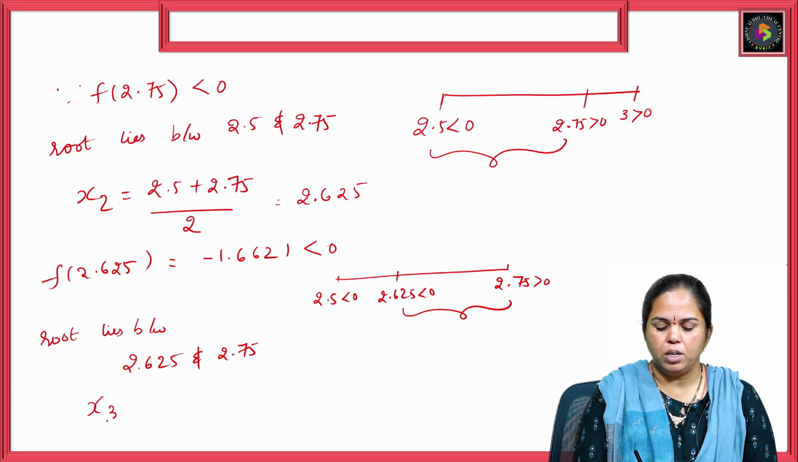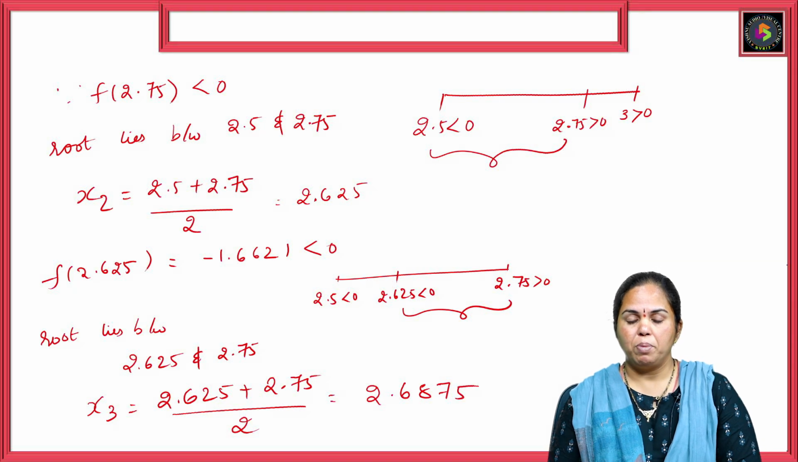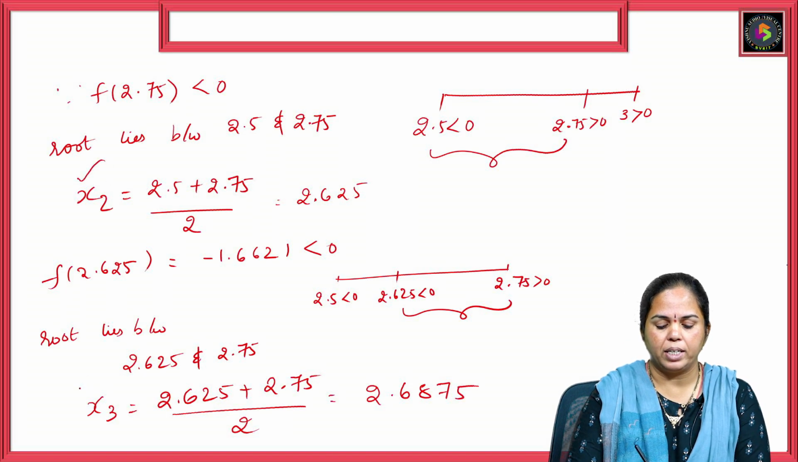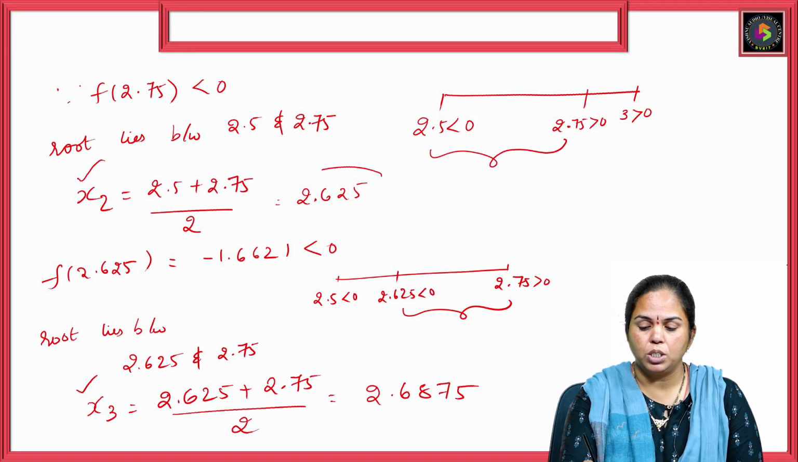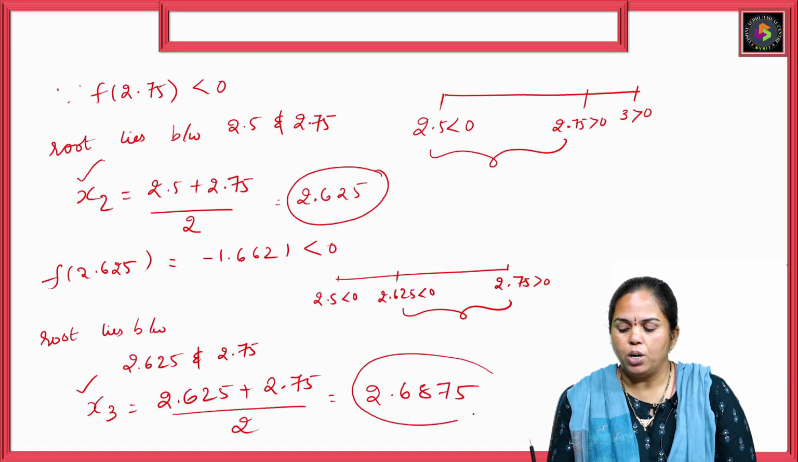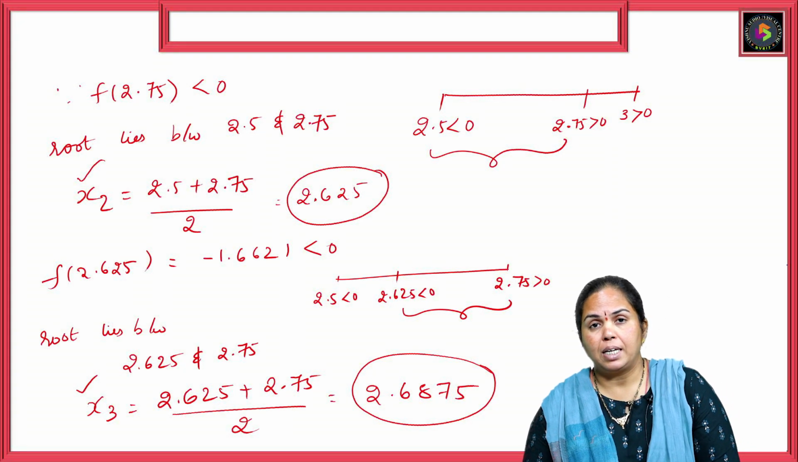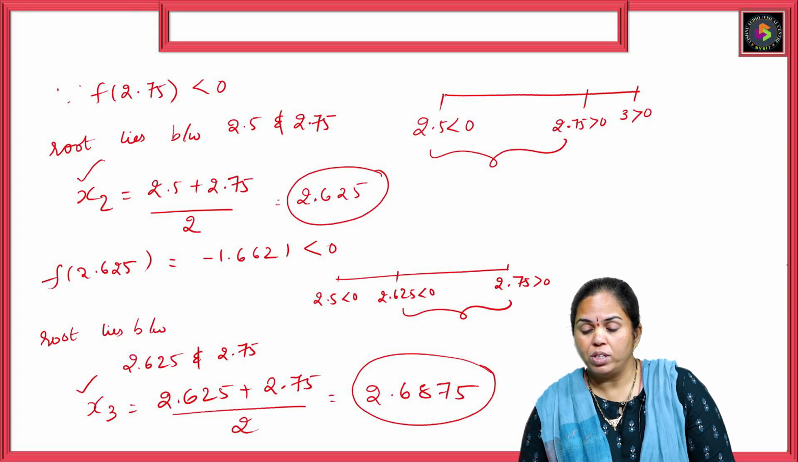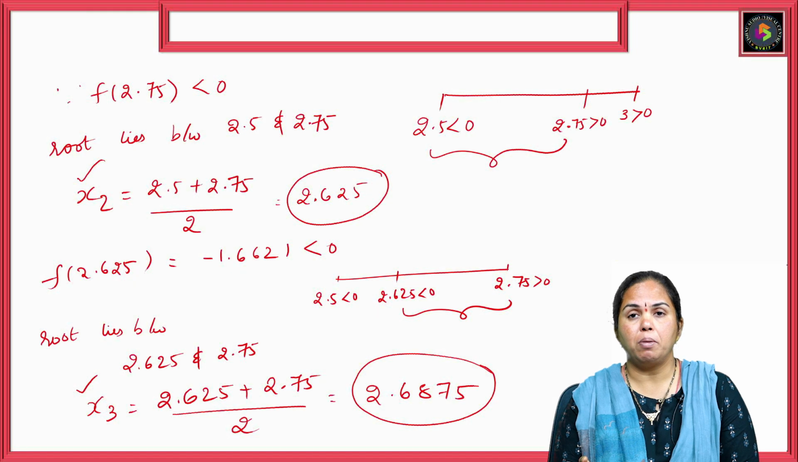So next, x3 = (2.625 + 2.75)/2. So the answer is 2.6875. What is the meaning of approximation? So this x2 and x3 are called approximations. So we continue the process until these two successive approximations are equal up to at least 3 decimal places in bisection, whereas compared with the remaining numerical methods, we have to go with 4 decimal places. So this is a small explanation about the bisection method.